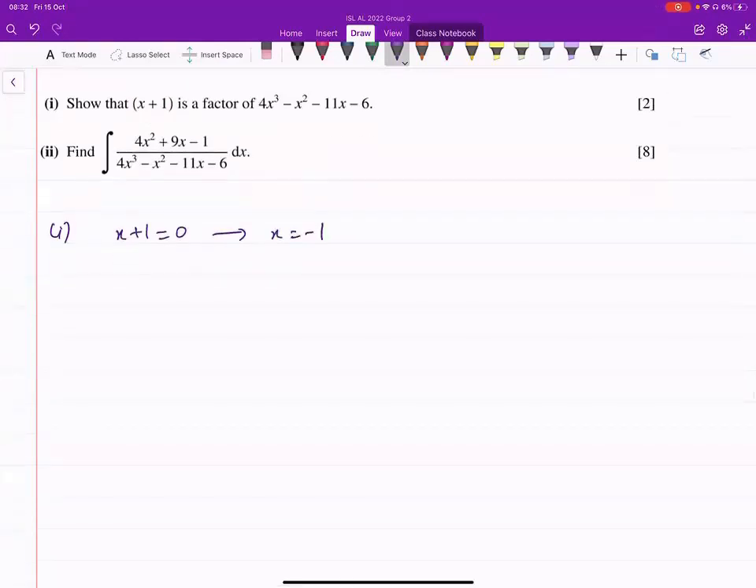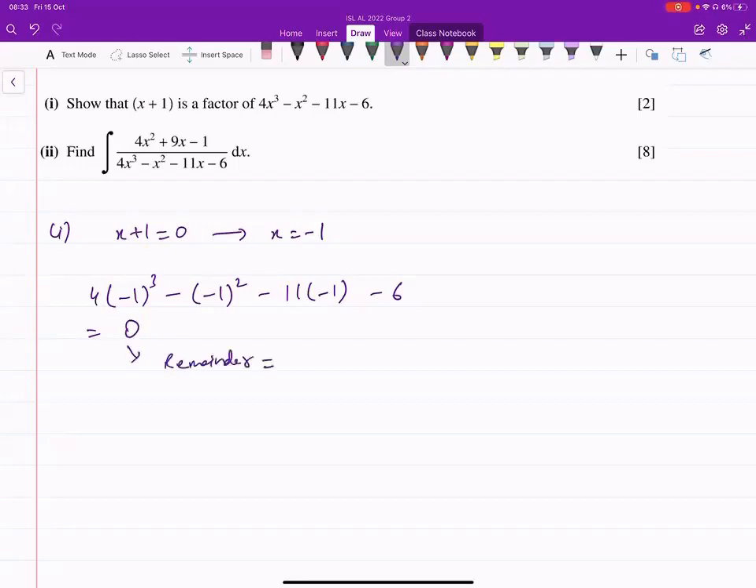What will you do with the polynomial? You input -1. So you get 4 into (-1) cubed, minus (-1) squared, minus 11 into -1, minus 6, and you see what you get from that: -4, -1, -5, -5 plus 11, and that. So that's going to be 0. So the remainder is equal to 0. That implies that x plus 1 is a factor.